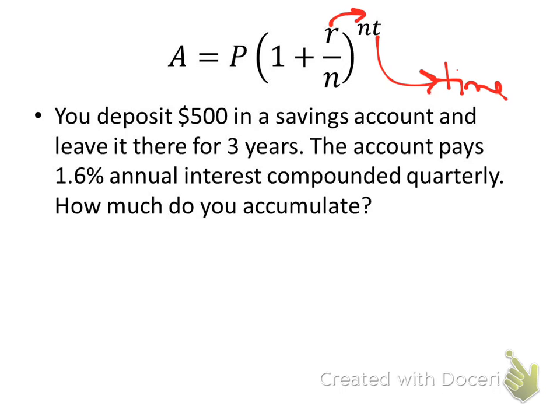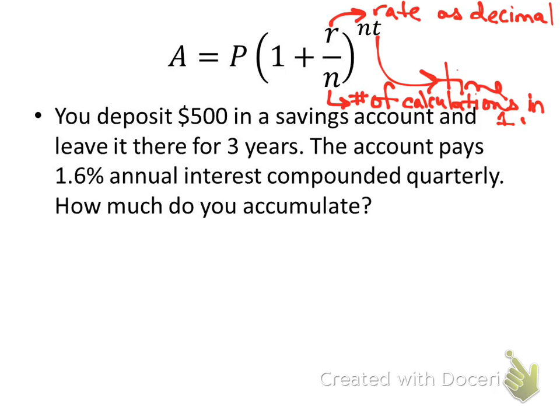R is the rate as a decimal. So you're going to be given it in a percentage every single time. You have to write it as a decimal. N is the number of compoundings, so number of calculations in a year. I'm going to call it calculations. Most teachers call it compoundings, but to you compounding doesn't really make sense. But number of calculations in 1 year. So how many times does this figure come back around in a year?